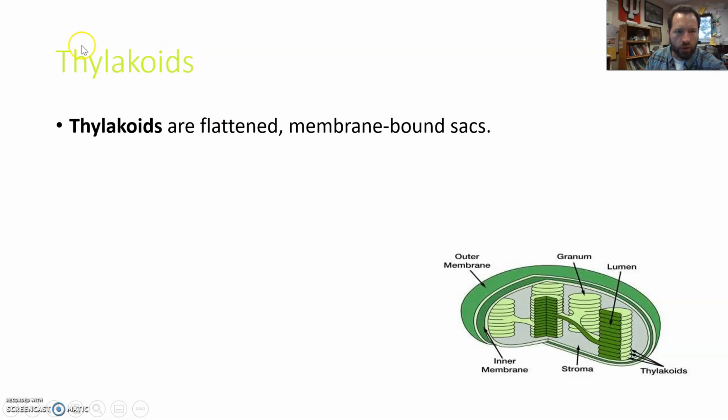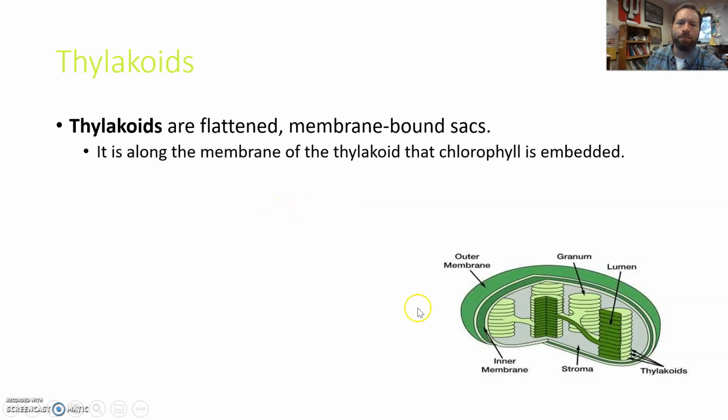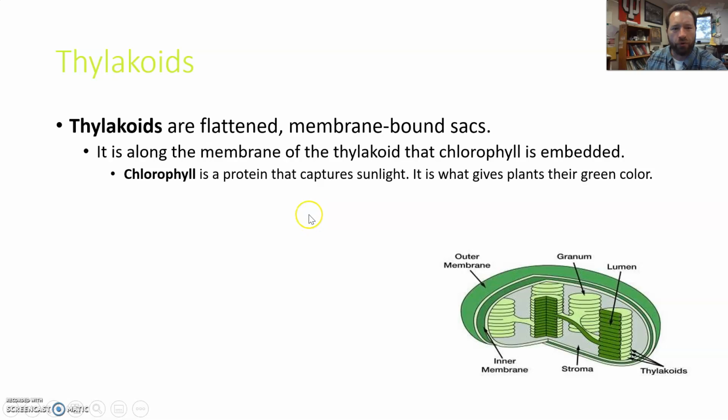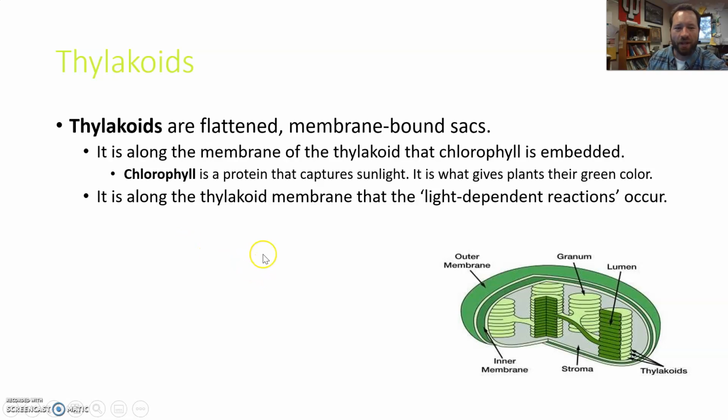So closer look, here's our thylakoids. These are the flattened, membrane-bound sacs. Again, they kind of look like pancakes to me. It is along the membrane of the thylakoid that the thylakoid has chlorophyll. You've probably heard of chlorophyll. Chlorophyll is a protein. It is able to capture sunlight. And it's also what gives plants their green color. And we'll talk more about that when we get to photosynthesis in a couple of chapters.